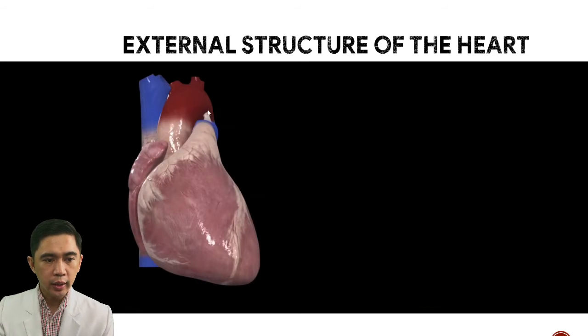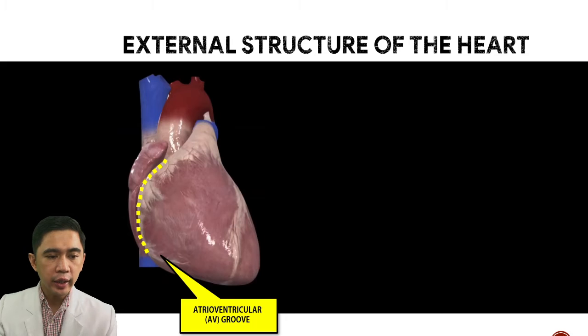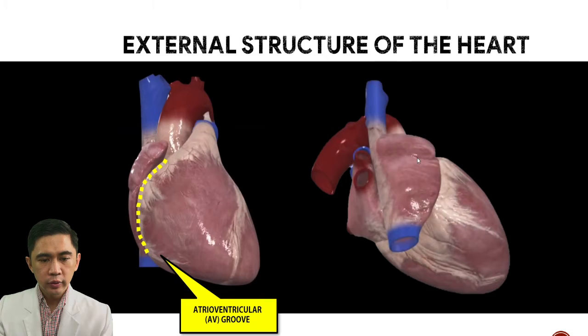So again, this is the heart as seen in the front. We'll see here prominent landmarks. First is this one. This is a groove. This is what we call the atrioventricular groove or the AV groove. The AV groove separates the atrium from the ventricles. That's why it is called an atrioventricular groove. When you follow the groove to the back, it also separates the left atrium from the left ventricle.